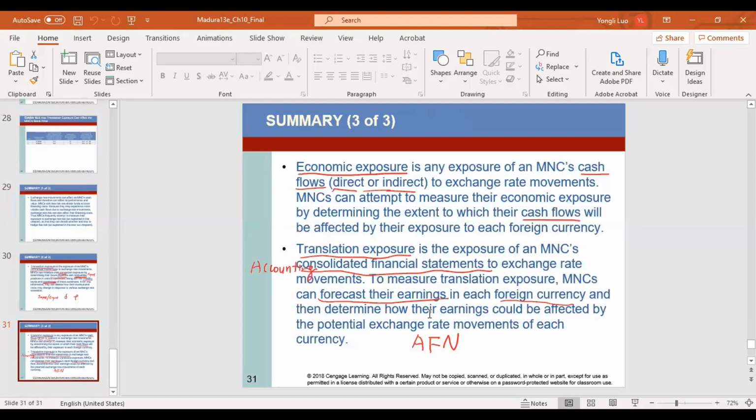Translation exposure is the exposure of an MNC's consolidated financial statement to exchange rate movement. To measure translation exposure, MNCs can forecast their earnings in each foreign currency and then determine how their earnings could be affected by potential exchange rate movement of each currency. This can be done by additional funds needed analysis.